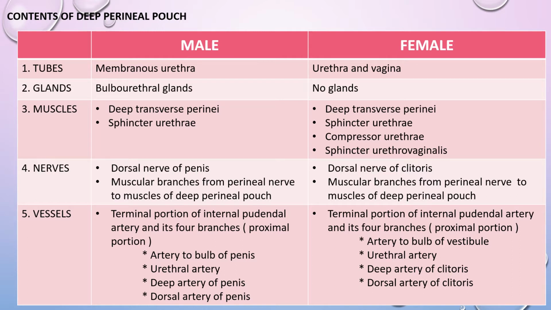In female, the terminal portion of the internal pudendal artery is present. Also, the proximal portion of its 4 branches are also present in the deep perineal pouch. They are artery to bulb of vestibule, urethral artery, deep artery of clitoris and dorsal artery of clitoris. To understand these arteries as a content of the deep perineal pouch, read the internal pudendal artery, its course, relations and branches. Then read the vessels as a content of the deep perineal pouch.